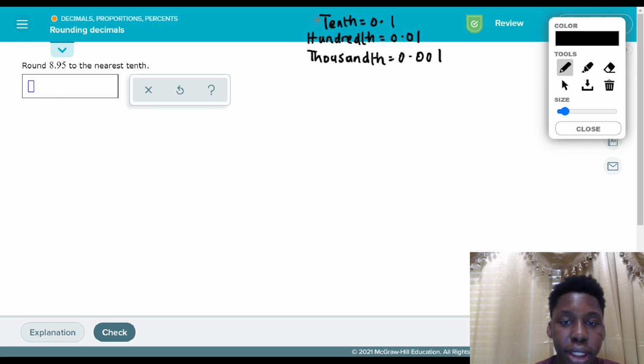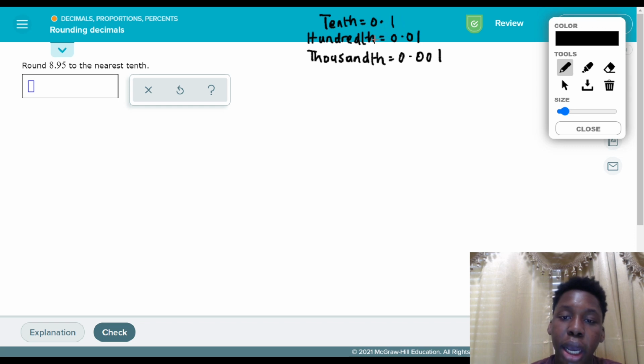As you can see here, I've written down some of how this goes. Tenth basically means 0.1. This 0 here is the normal number, the number in front of the decimal point. It's the normal integer, but this 0.1 is the decimal form. The number immediately after the decimal point is the tenth, which is this one here.